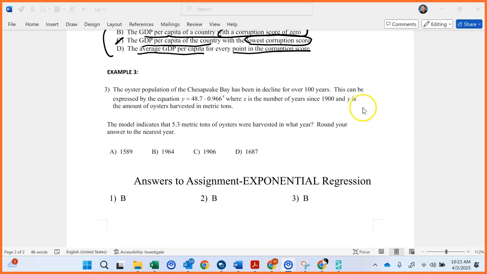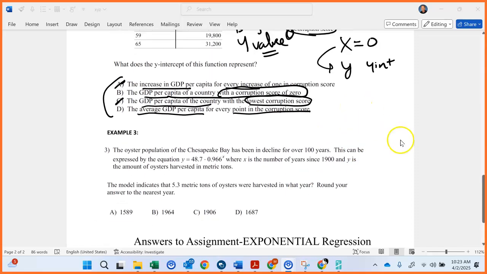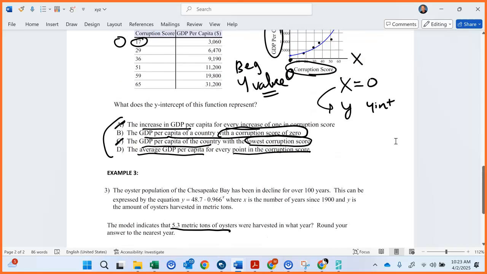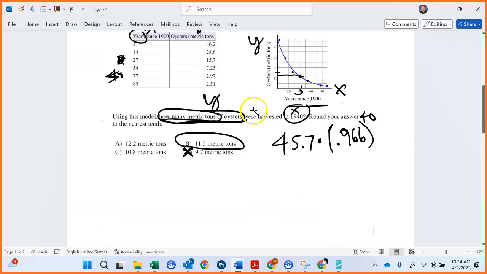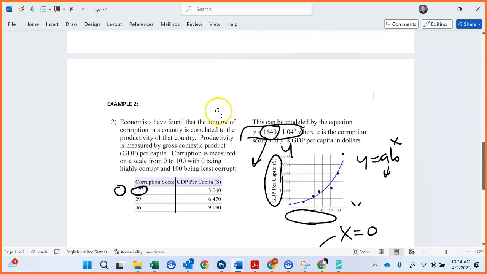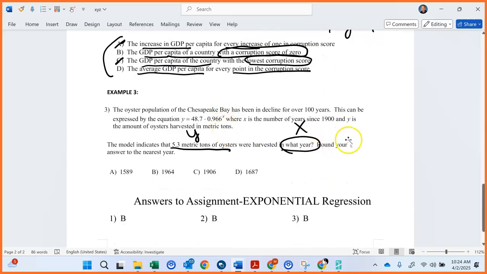Okay, so this is a little bit different. What are we given? We're given an actual number of the metric tons of oysters. So we have to ask ourselves, is that the x or the y? Well, that's the y. So they're actually giving us the y in this case. And now they're asking us about the year, which is the x, right? So the first question, they gave us the x, or the year, and we were trying to figure out the y. Now they're giving us the y and asking us what year it would be.